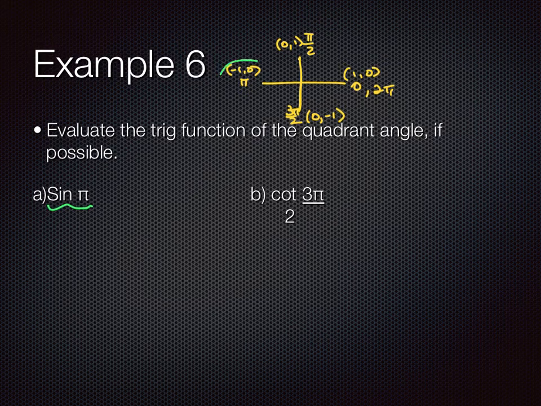So the sine of pi is here on the left, and the sine is the y, so this is 0. Cotangent, this should be over here. Cotangent of 3 pi over 2. Now I'm looking at 3 pi over 2. Tangent would be y over x, so cotangent is x over y. The x is 0, the y is -1. 0 divided by anything is 0.